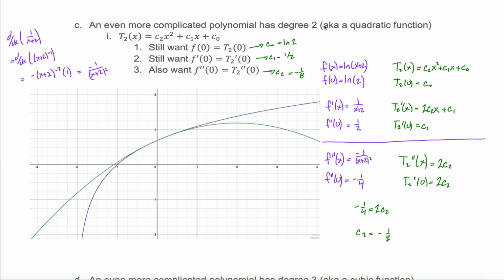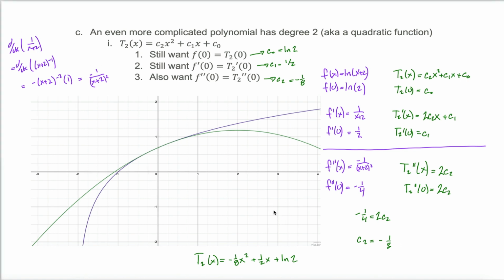If I want the second degree polynomial that best approximates the graph in purple, I would call it t2 of x, and its equation would be negative 1/8 x squared plus 1/2 x plus the natural log of 2. This polynomial is what you see pictured in green right here. And maybe you're starting to see how it's kind of starting to fit the graph in purple, especially at x values close to 0.